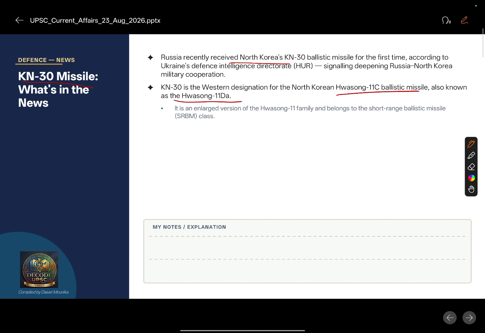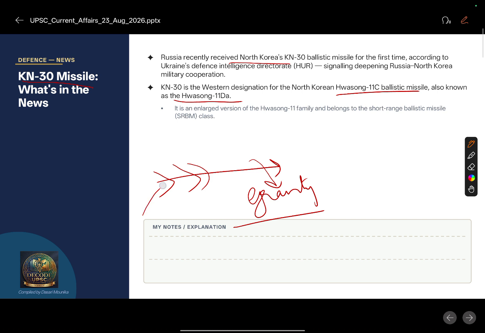That is the name they use in North Korea, but the Western version is KN-30. Before remembering the name, let us understand the basic concept. What is a ballistic missile? A ballistic missile follows a path determined by gravity after its powered phase. Once it gets power, later it follows gravity. Very simple: after launching, it goes upward, then follows a curved trajectory and comes to the target.